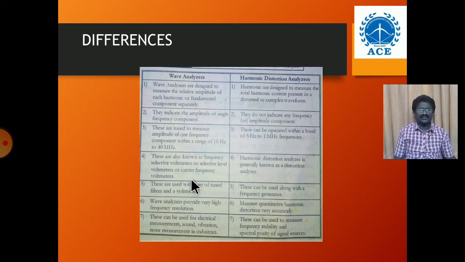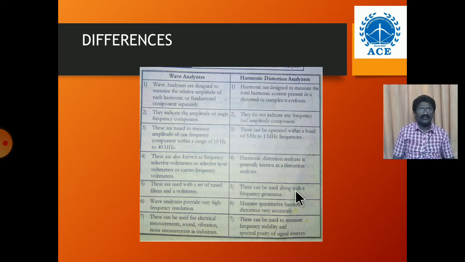So we are having two types of wave analyzers. One is the frequency selective voltmeter and the other one is the heterodyne voltmeter. Whereas the harmonic distortion analyzer is generally known as the distortion analyzer. So with the help of this analyzer, you can finally determine the value of the distortion. And fifth one, in wave analyzer, there are a set of tuned filters and a voltmeter.